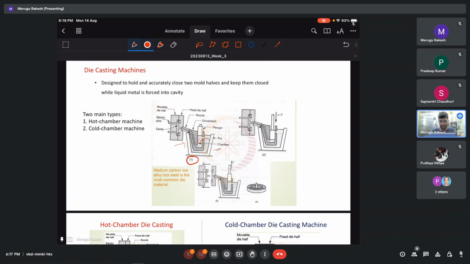When the plunger pushes it, means moves down, then this liquid enters the cavity, and then the mold is released, and then the cavity is taken out and trimmed. Okay, this is the hot chamber in which we have kept the entire chamber inside. Means we have the plunger system, everything we have kept inside the chamber.